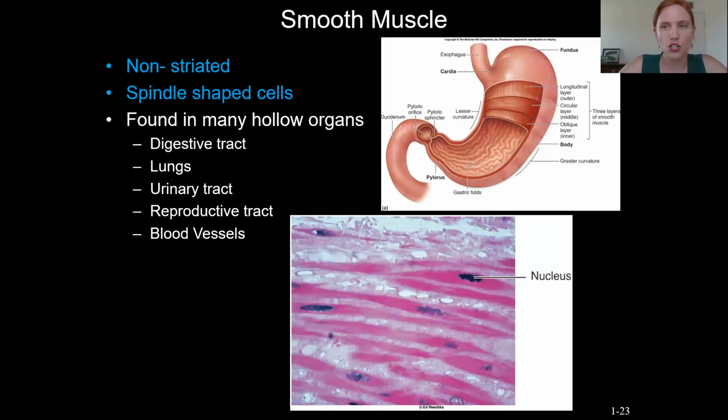Okay, so three different types. We have skeletal muscle, moving bones, cardiac muscle, pumping the heart, and smooth muscle, moving things around in the hollow organs.